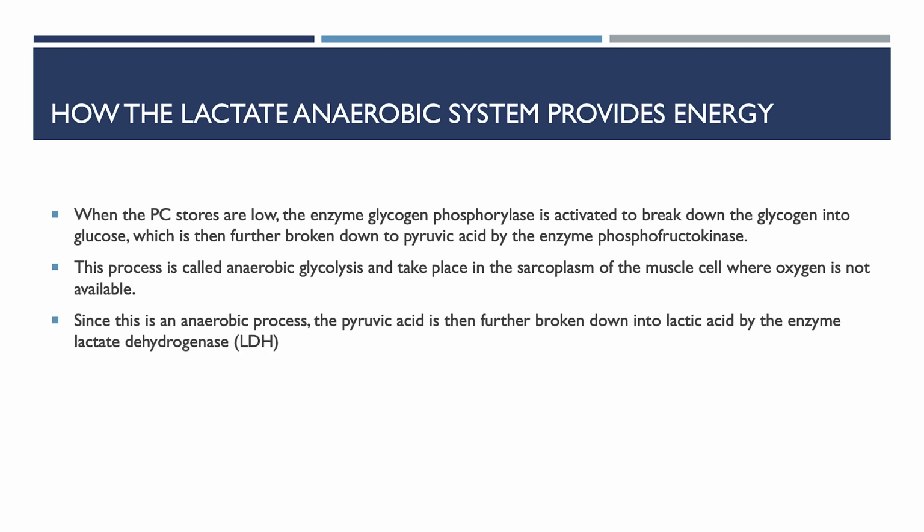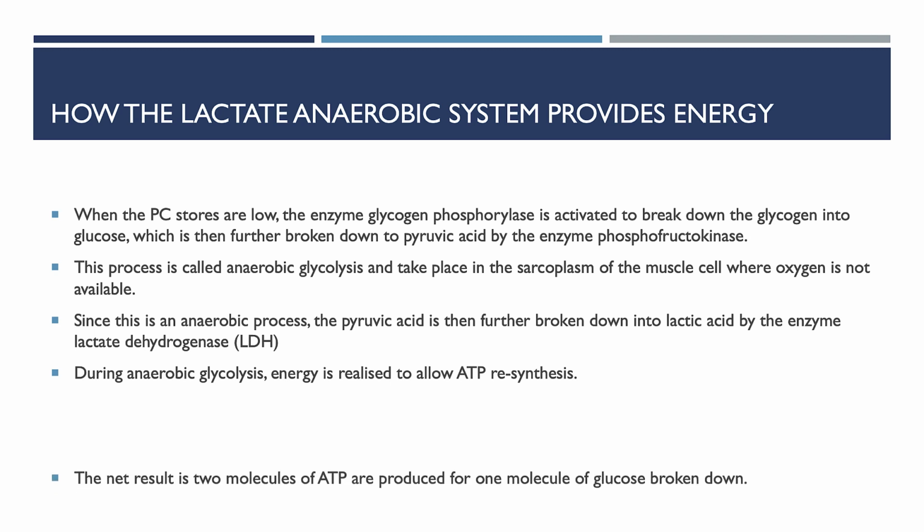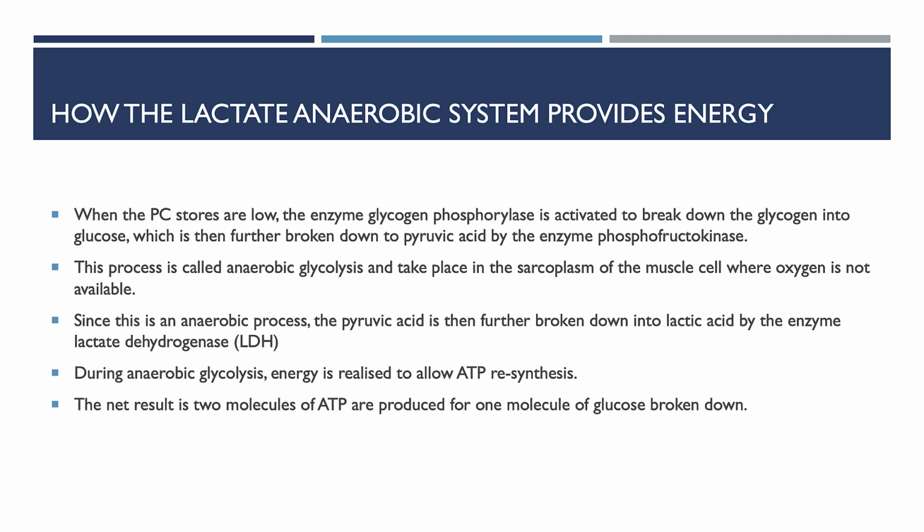Since this is an anaerobic process, the pyruvic acid is then broken down into lactic acid by the enzyme lactate dehydrogenase, or LDH. During anaerobic glycolysis, energy is released to allow ATP to resynthesize. The net result is 2 molecules of ATP are produced for 1 molecule of glucose broken down. There are actually 4 molecules produced, but 2 of them are used to provide the energy for the glycolysis itself.